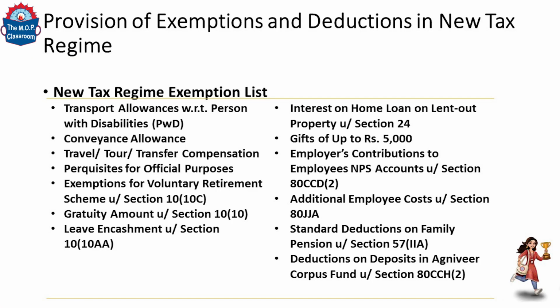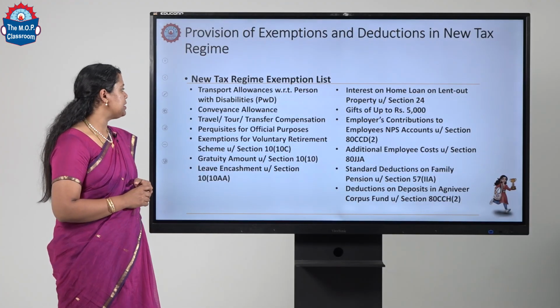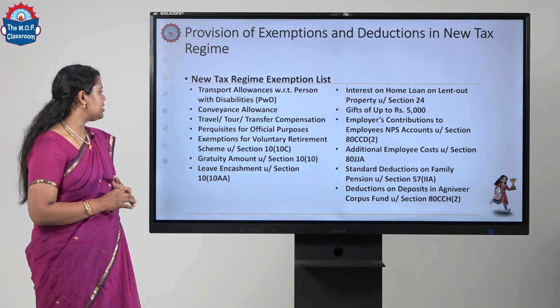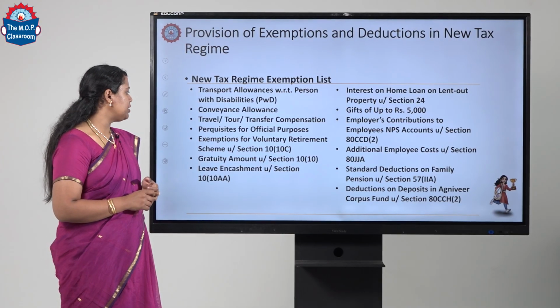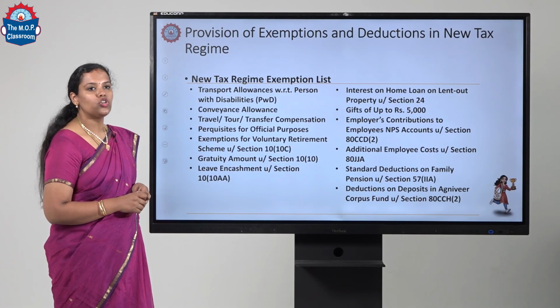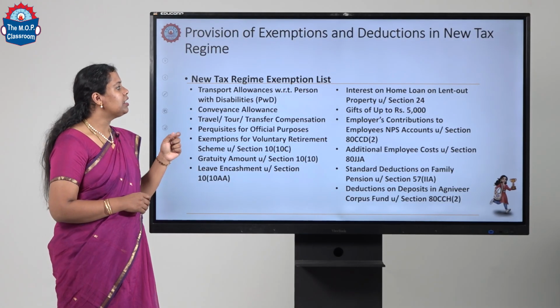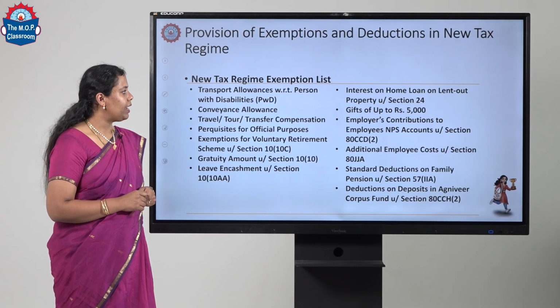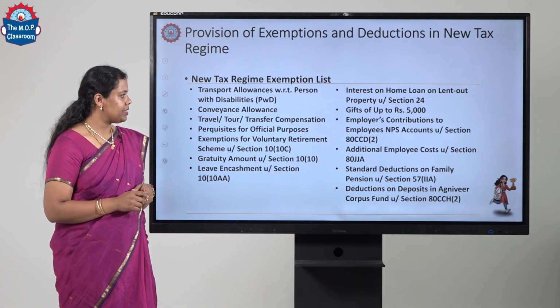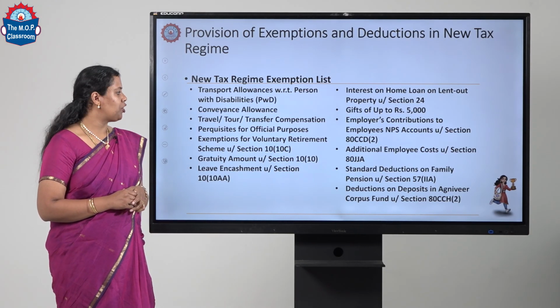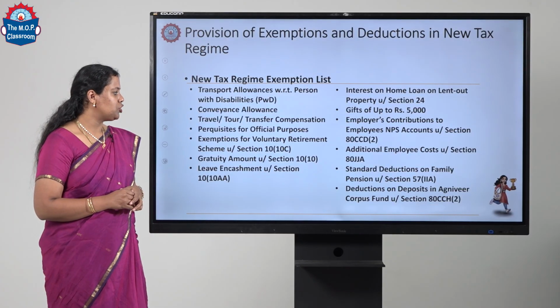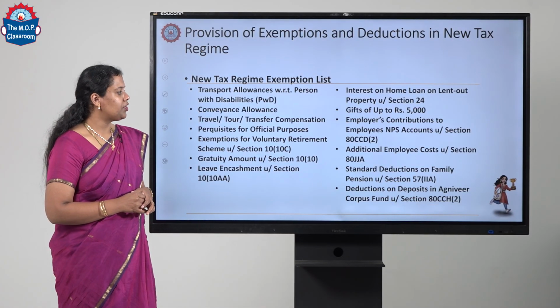The provisions for exemptions and deductions which are available right now in the new tax regime are the transport allowance for a person with disability, conveyance allowances, travel allowances, perquisites in terms of official purposes, exemption on voluntary retirement, gratuity, leave encashment, interest on the home loan only on the let-out property, gifts up to 5,000 can be claimed back, employee's contribution to the NPS account, employer's contribution to the employee's NPS account, additional employee cost, standard deduction on the family pension, deduction on deposits in Agniveer Corpus Fund.